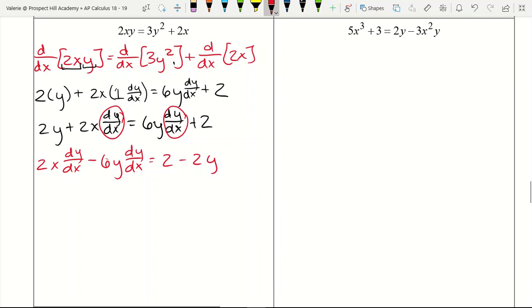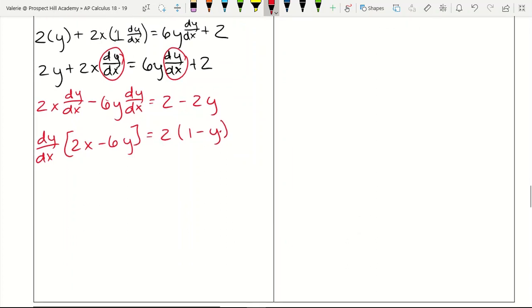We can factor out a dy/dx on the left side, and we can factor out a 2 on the right side. So let's do that. We have dy/dx times (2x minus 6y) equals 2 times (1 minus y). And then we need to divide by 2x minus 6y.